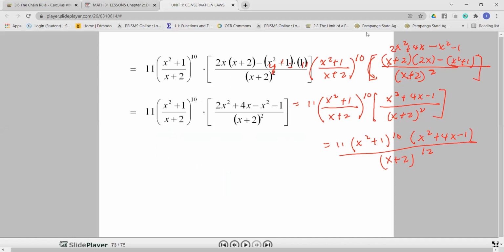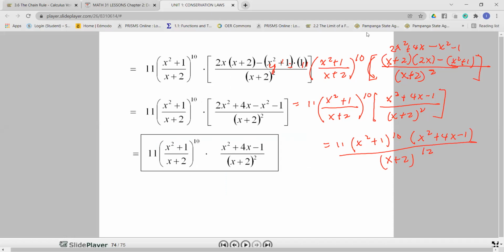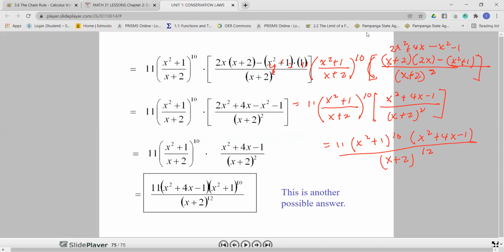Okay, look at your answer here. Kita nyo, ito na siya. Pwedeng into the 10, tapos yung isa naman to the 12 na to. Okay. Another possible answer. But if you want until dito, pwede rin naman. Okay, next. Pwede muna natin to.